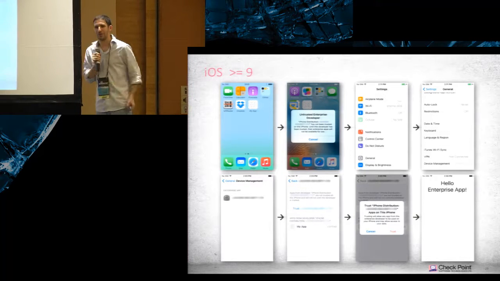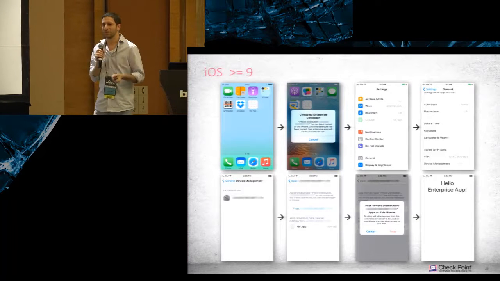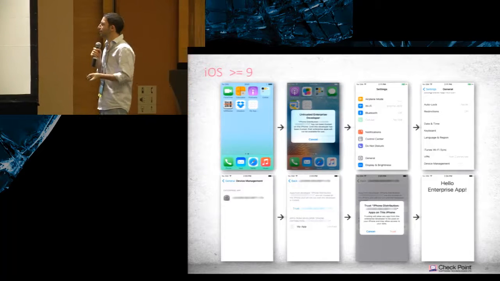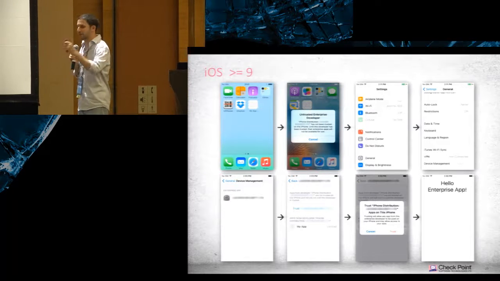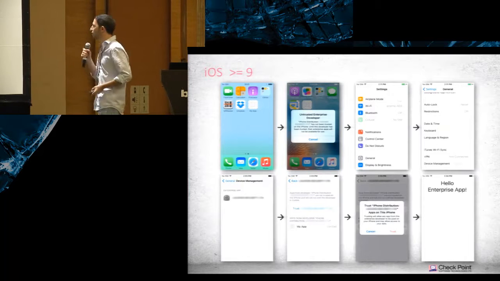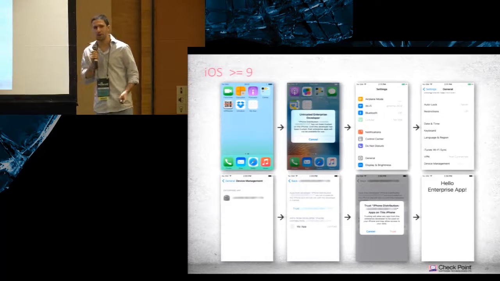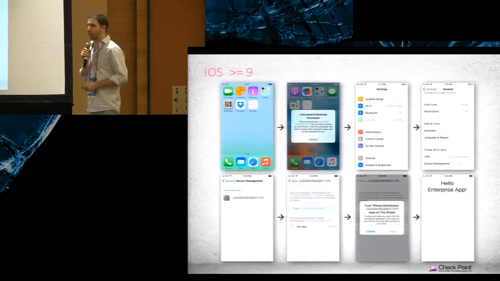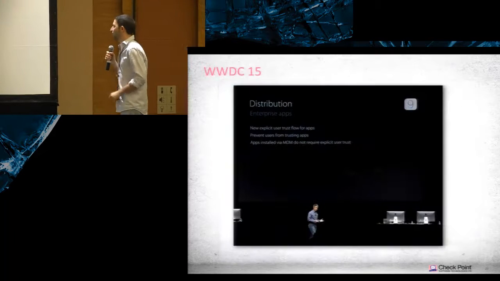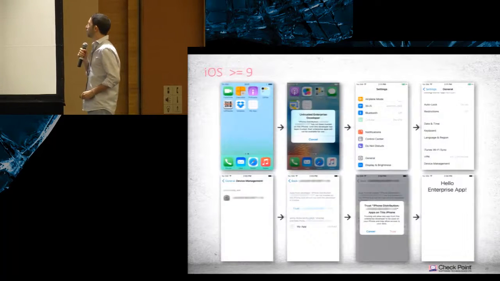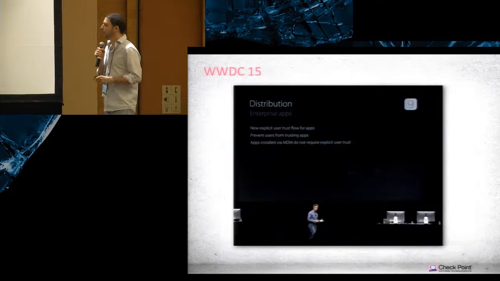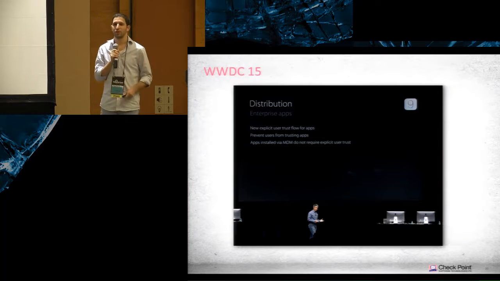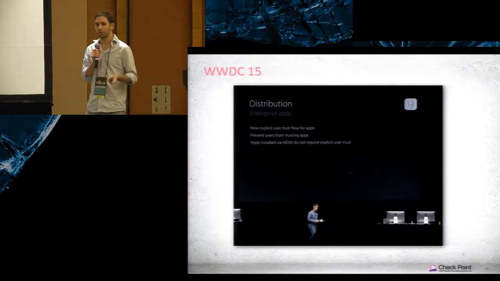But let's think about it. If it is so hard to execute enterprise apps, how can enterprises use them? Their IT support will be on the phone all day long, saying click settings, go there, trying to help their users install and execute their own enterprise apps. So Apple left a loophole. They said that if an app is installed through an MDM, it doesn't require any user trust. It will just work out of the box.